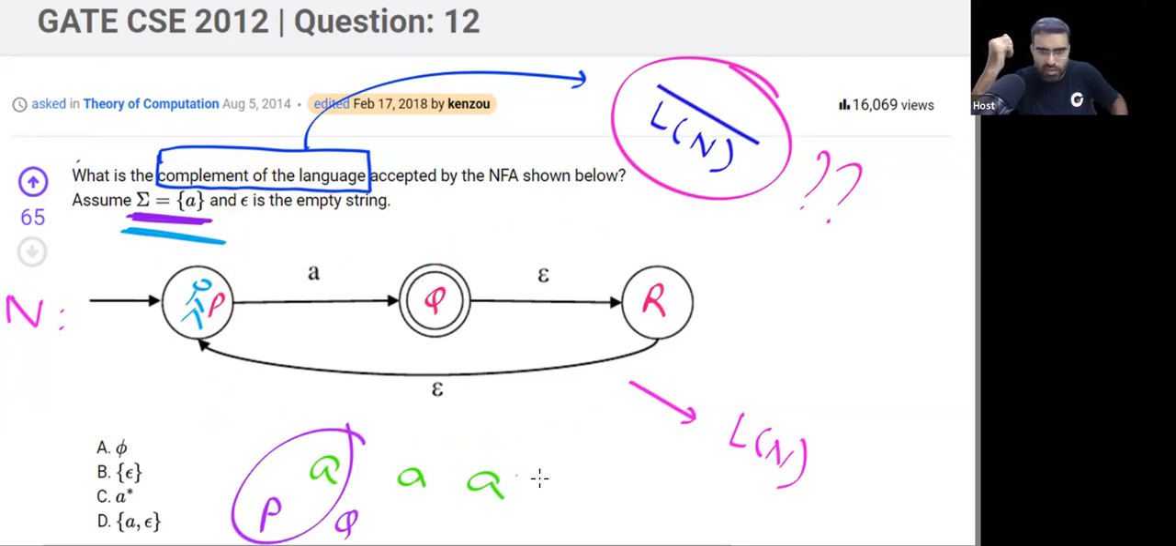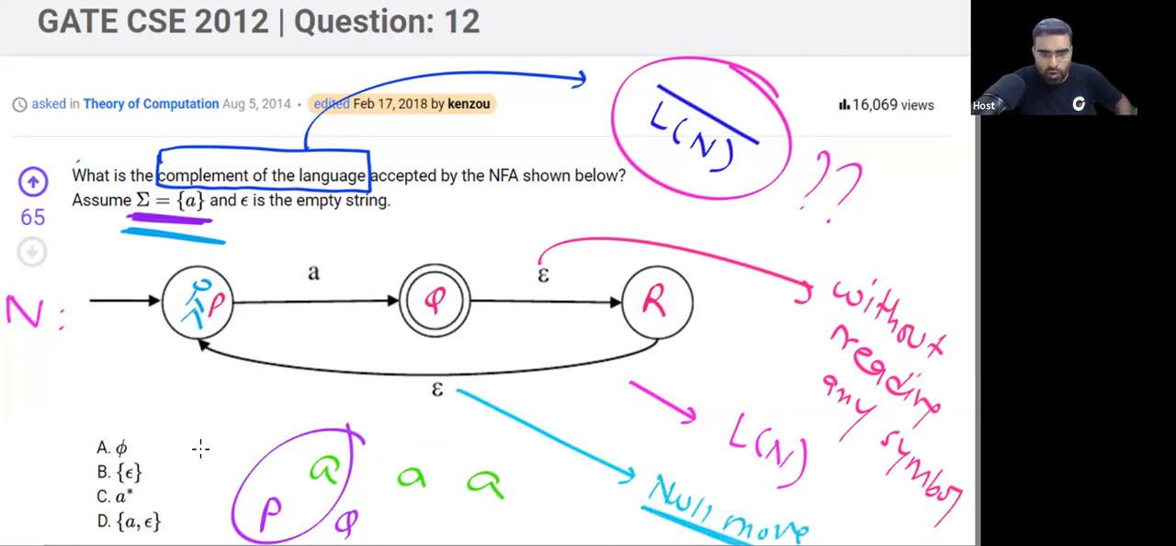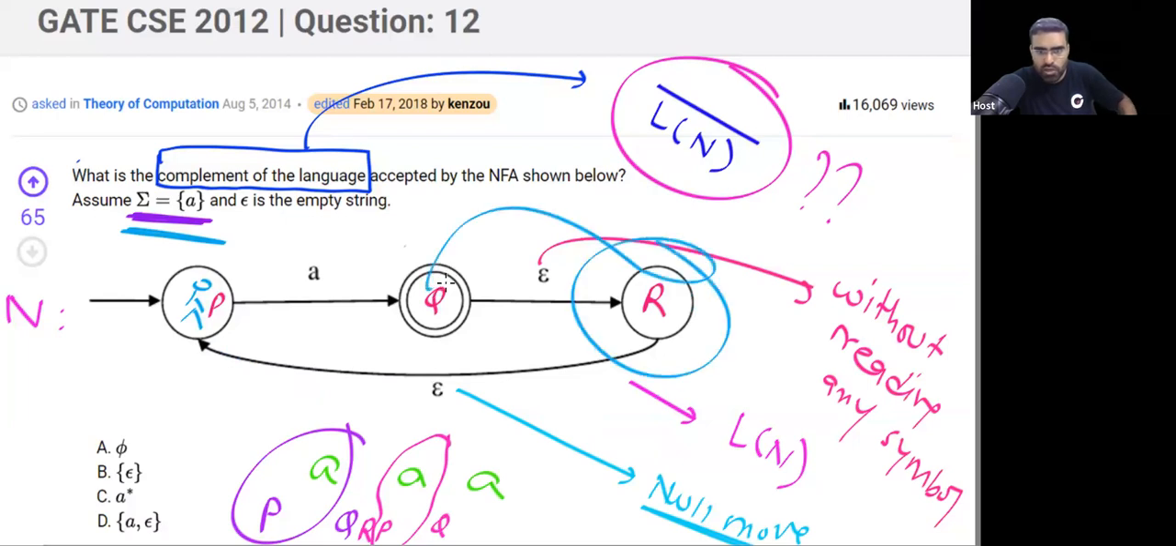From this state Q, without reading any symbol, you can go for free to P. This is your null move, which means without reading any input symbol, you can go. First you can go to R, then you can go to P. Then in this state P, you can read this symbol A and go to Q. Again from this Q, for free, you can go to P or to R, and from this R, for free, you can go to P.